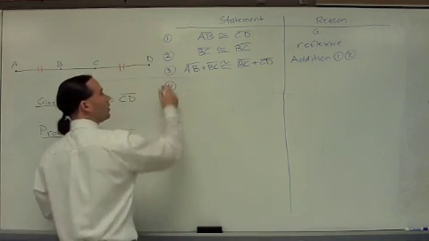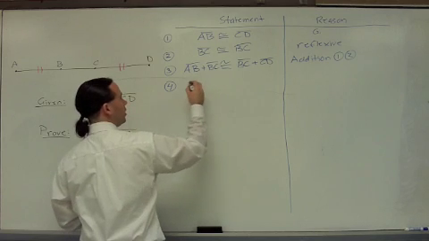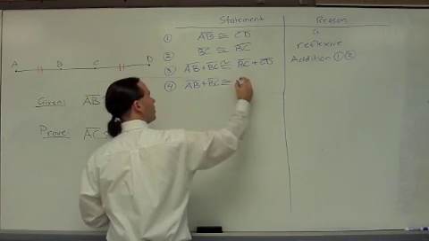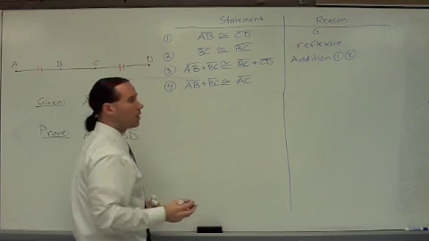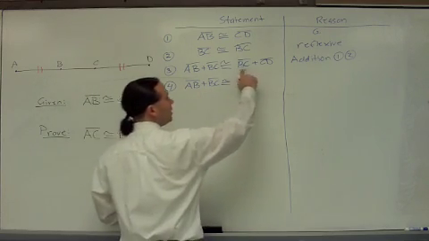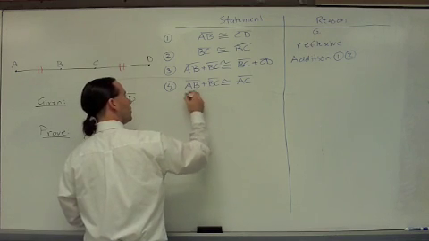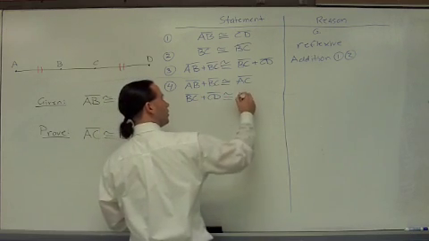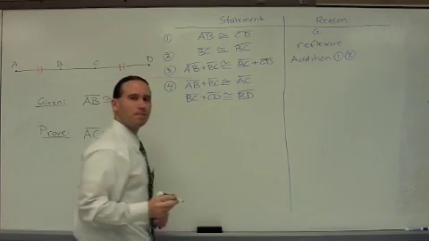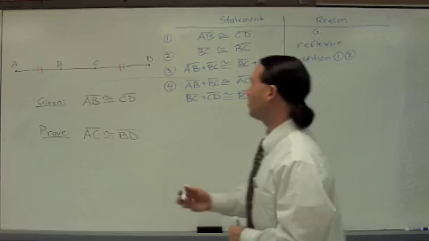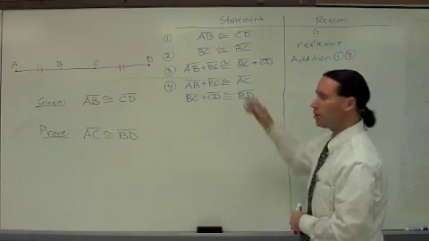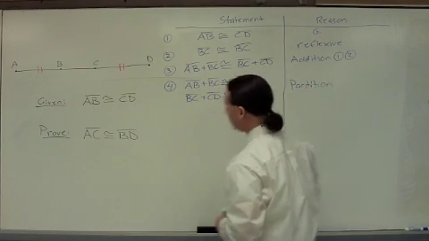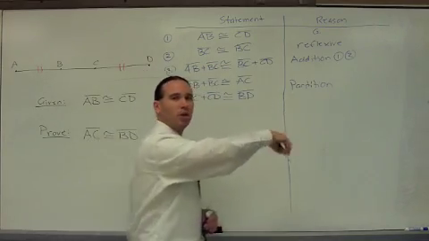You're going to come here in step 4 and tell me, look, AB plus BC, well, that's just exactly the same thing as AC, right? And you're also going to tell me BC plus CD is exactly the same thing as BD. All you're doing here is a partition step. The whole is equal to the sum of the parts. So it's partition. And it does not require you to tell me which steps. You can always do a partition.